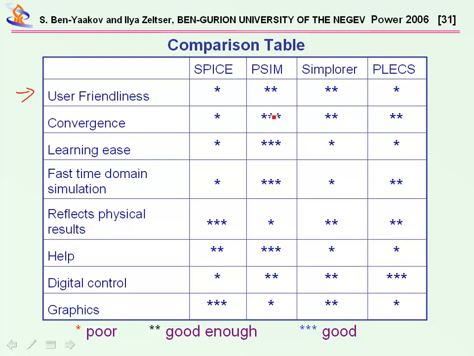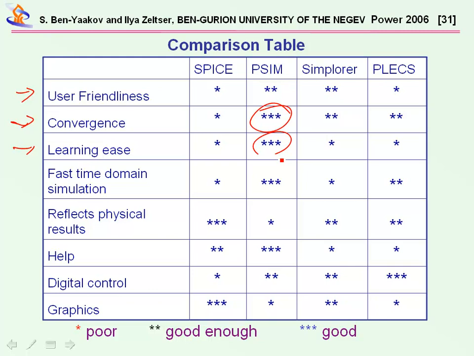In terms of convergence, PSIM is the best. And the reason is that it doesn't look at the transients at all. So it really basically doesn't suffer from the problem of trying to overcome the very fast changes in the signals. For learning ease, we give also PSIM the highest mark because it's a simple program in terms of using it. You just open the window and you can, in a couple of hours, actually do a simulation from scratch.